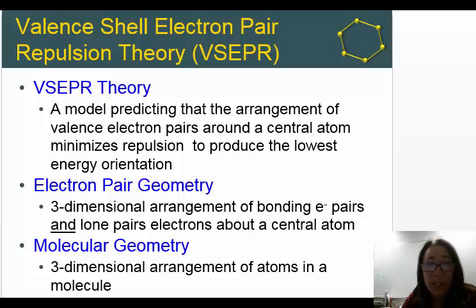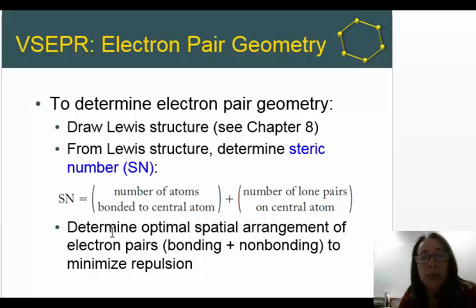Now think about that. All right, now, your textbook has this definition of steric number, which is a very useful tool to use in the VSEPR theory. So let's look at this definition. A steric number is equal to the number of atoms bonded to the central atom plus the number of lone pairs on the central atom. So before we can use the VSEPR theory, we've got to draw a Lewis dot structure. And then once we have a Lewis dot structure, we can figure out what the steric number is.